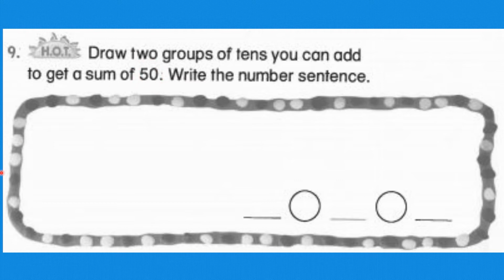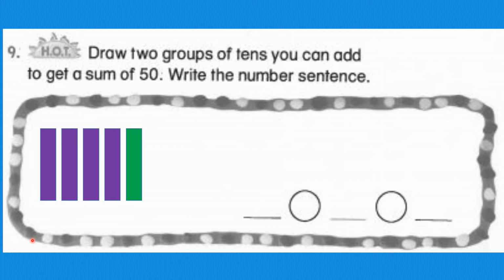So let's see what numbers I chose. I picked 4 tens plus one more 10. And then I'll fill this in for you so you can see what it looks like. So we're going to do 40 plus 10 equals 50. Now when you do your packet, please don't do exactly the same example I did. Pick different numbers.